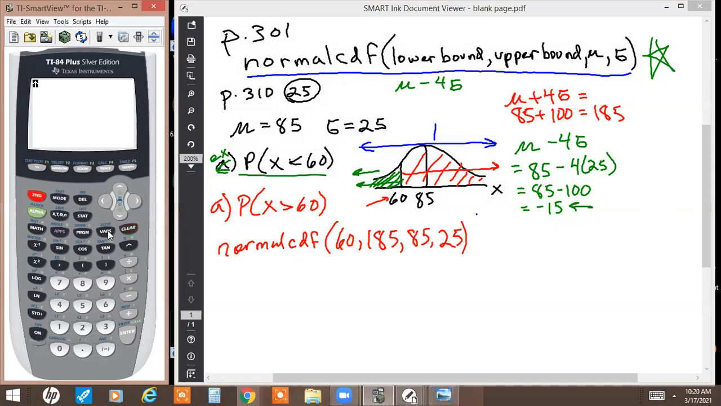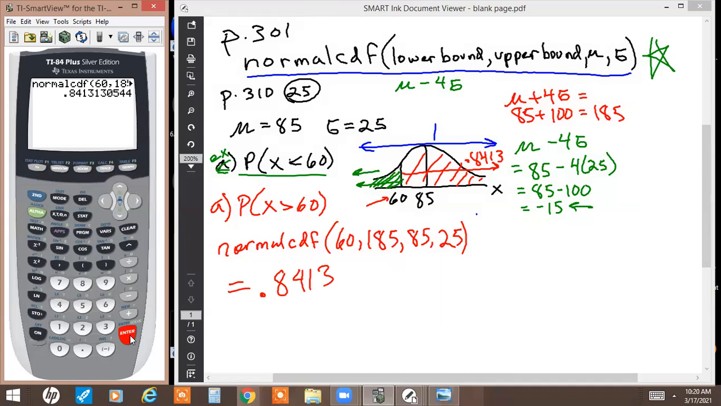Second distribution, option number 2. Make our lower bound 60 because we're going off to the right now. Make our upper bound plus 4 standard deviations, 185, way up there. We'll paste it and press enter. 0.8413. So that's this part up here. That's an example of doing a left or right tail, that type of thing.